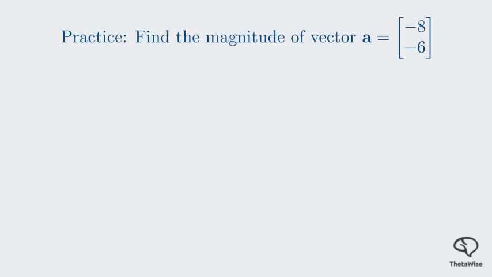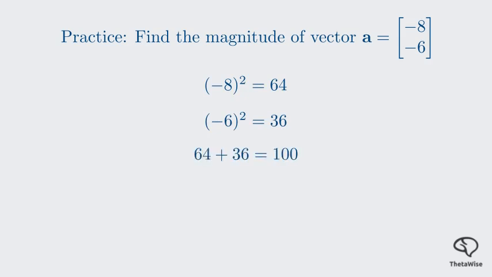Before we finish, take a quick moment to think about this vector, -8, -6. How would we find the magnitude of vector A? First, -8 squared is 64. Then, -6 squared is 36. Adding 64 and 36 gives 100. Finally, the square root of 100 is 10. Did you get 10?